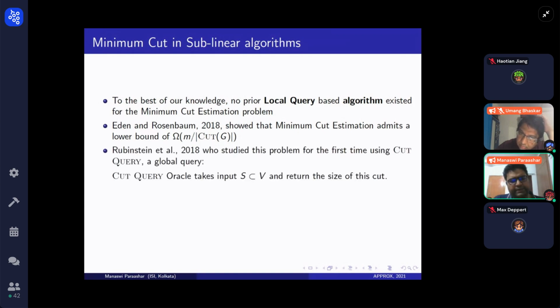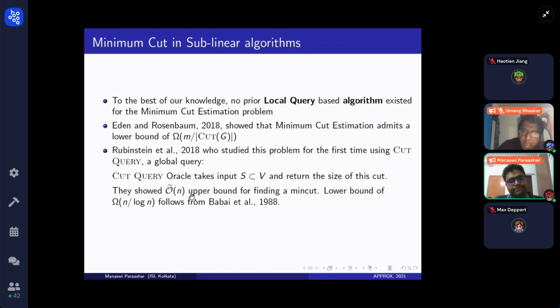In a slightly stronger query model called the global query model, this problem has indeed been studied. Rubinstein et al. in 2018 studied this problem in the cut query model. With the cut query, an oracle now takes as input a subset of vertices S, and it returns the size of this cut, that is the number of edges going from S to its complement. And so this query is global in nature. Rubinstein et al. gave an O tilde of n upper bound for finding minimum cut in the cut query model, and a lower bound of n by log n follows from a result of Babai et al. from 1988. So in the cut query model, this problem is completely understood up to logarithmic factors, of course.